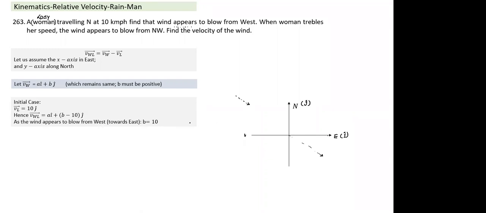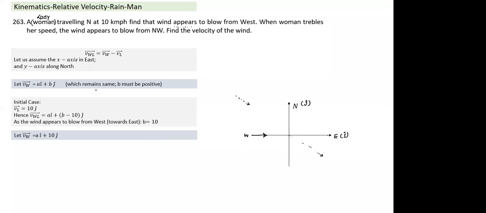Sorry, what I'm saying now, please scratch that one, it is blowing from the west. So the wind will appear to be blowing from the west. It means the wind direction in that frame of reference is towards the east. It means it has no J component. So the J component will become 0. So it gives you b is equal to 10, very similar to the previous question.